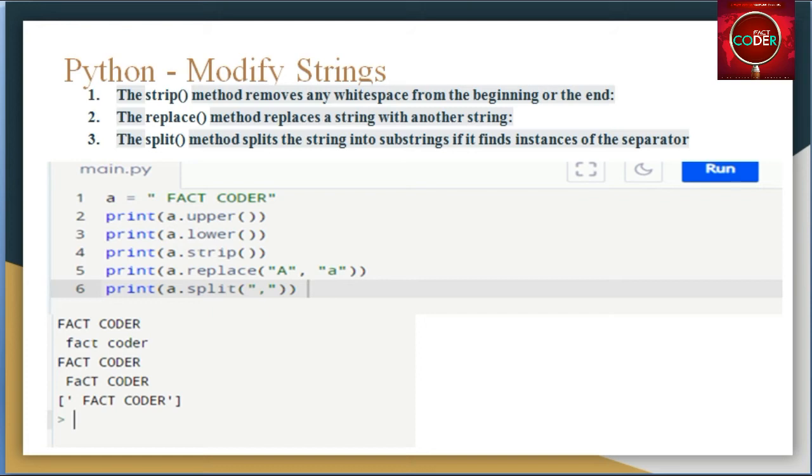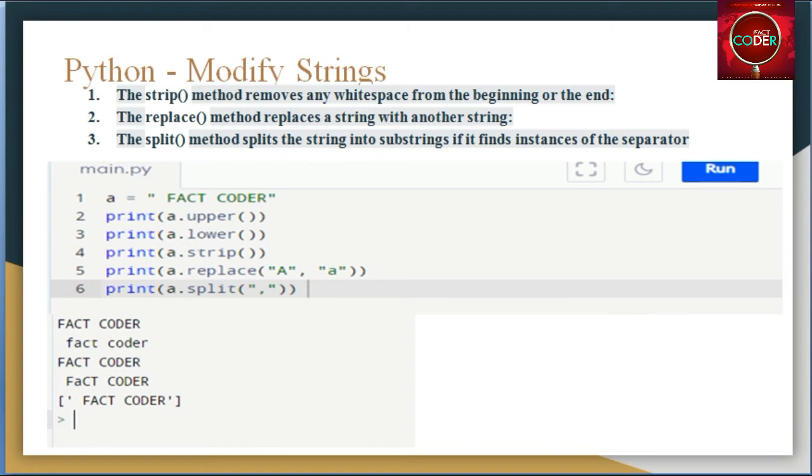Modify string. In this you will be able to understand the different ways how we can modify a given string. For example, the upper method helps us to give an output in capital formats or in uppercase. The lower method helps us to print the output in lowercase. The replace method replaces a string with another string. The strip method removes any white space from the beginning or the end. The split method splits the string into substrings if it finds an instance of a separator.